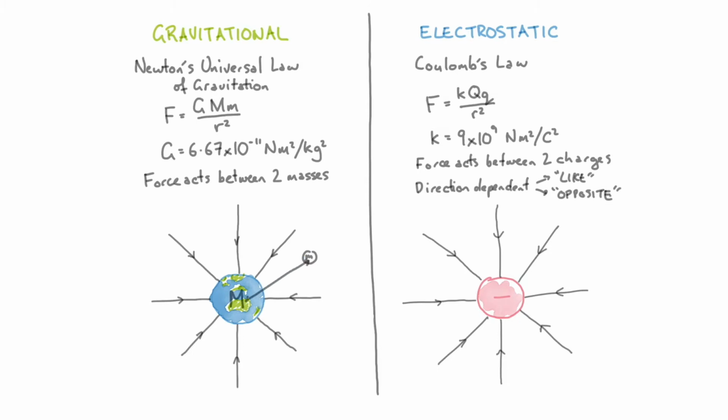As we can see here, this diagram just explains this formula: the big M in the middle, the little m out in space, and that r is the separation between them. Similarly with the charges, big Q, little q, and the distance between them there.